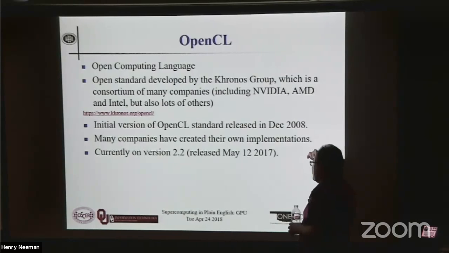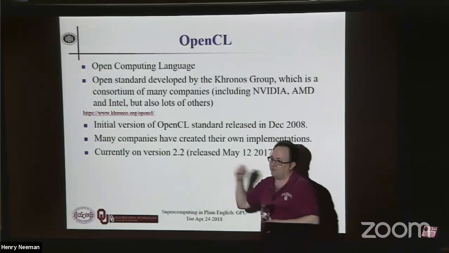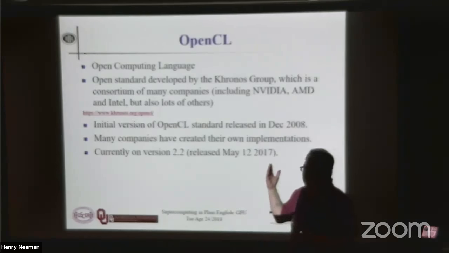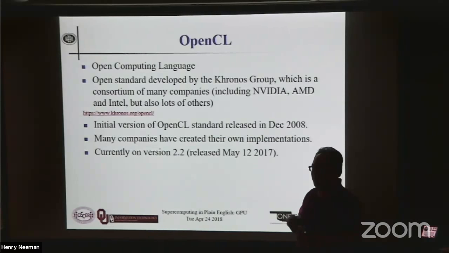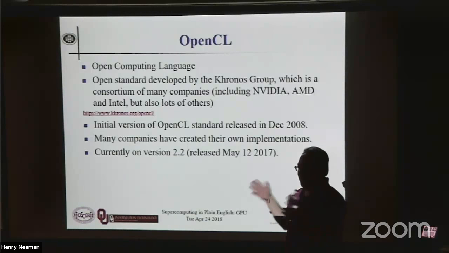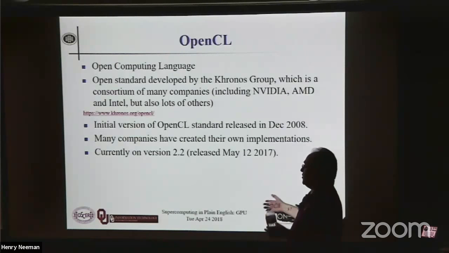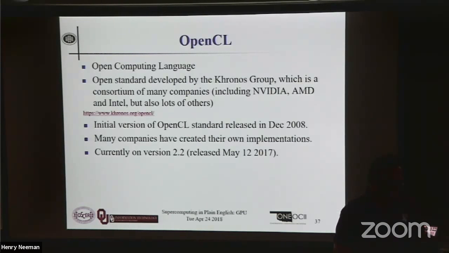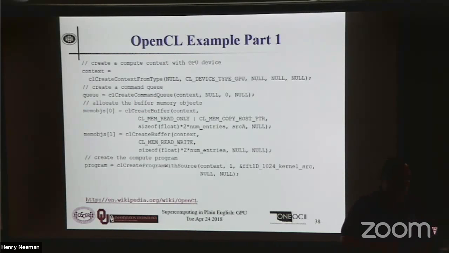So they've been through a number of versions since then. The most recent version was released about a year ago, version 2.2. And any company can create its own implementation of OpenCL. So they have their hardware. The OpenCL standard says what all the names of the routines are, what their lists of arguments are, and how they're supposed to behave. And anyone can create their own implementation, just like with MPI or OpenMP or what have you.